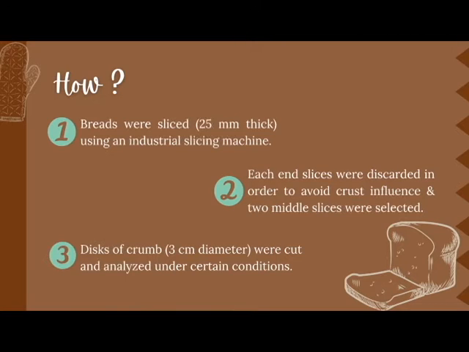Then, from each bread, the end slices were discarded in order to avoid crust influence, and the 2 middle slices were selected. Next, discs of crumb with 3 cm diameter were cut and analyzed under certain conditions such as crosshead speed, header, diameter of stainless steel probe, penetration depth, and sample thickness.